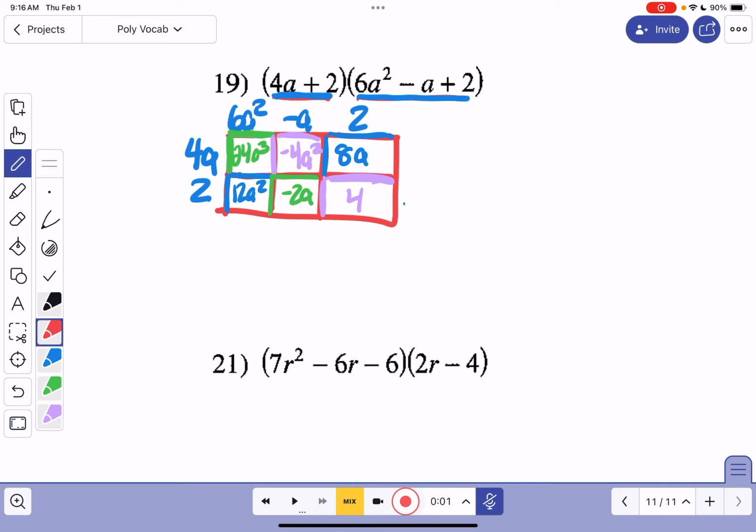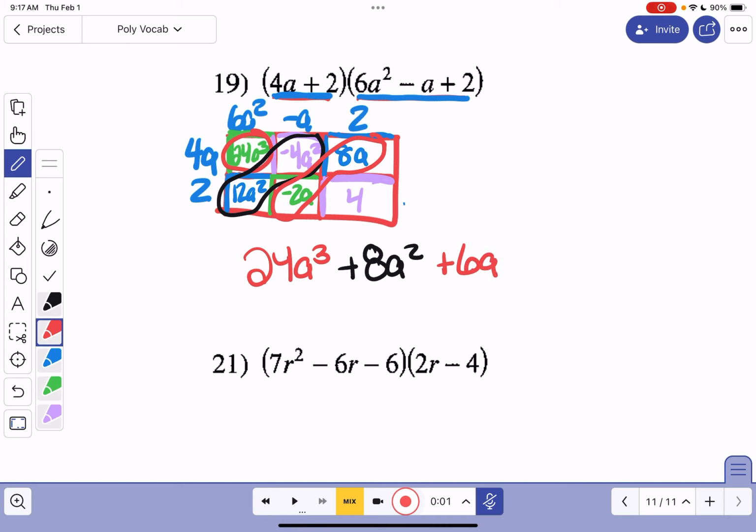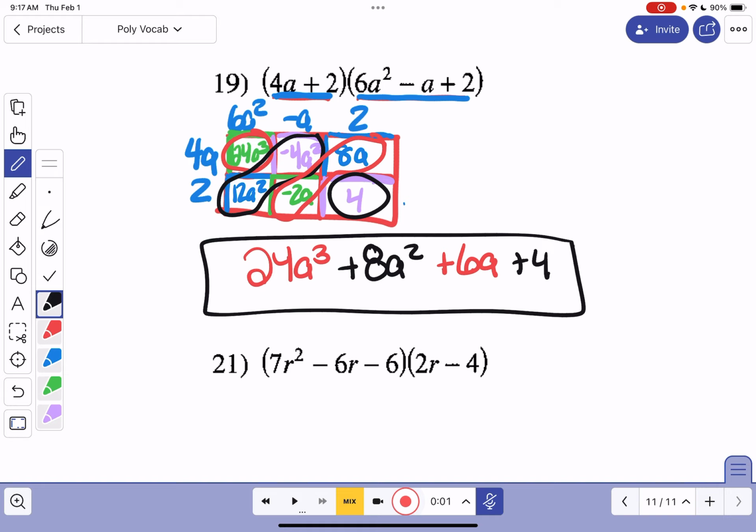Now we combine like terms. That's the only cubed, so we have 24a cubed. Then we have these both are squared, so 12a squared plus negative 4a squared is 8a squared. Then we have the a's, so negative 2a plus 8a is 6a. And then the 4 is alone. So there is our answer. I'll do one more with you.